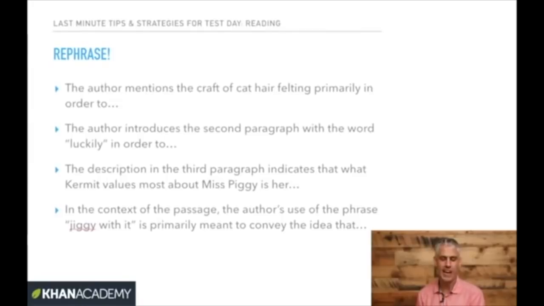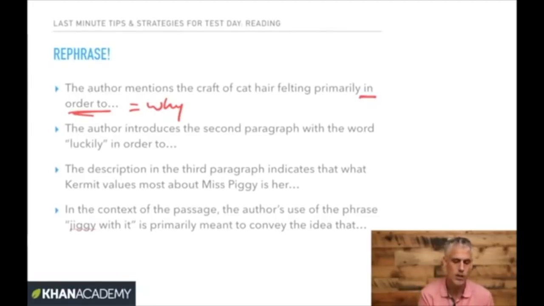The author mentions the craft of cat hair felting. It's a real thing. Primarily in order to... So that question is sort of like, can I go back to the passage and say, the author mentions the craft of... you get tongue-tied even thinking about it. So if you can rephrase that and say, why is the cat hair felting there? Why? In order to is sort of a why. That's something you can keep in your head. Why is the cat hair felting there? And you go and you answer that question in your own words. And then you come across other ones that don't match.